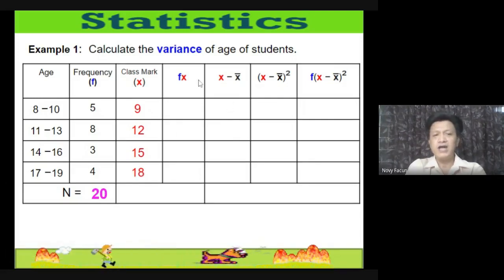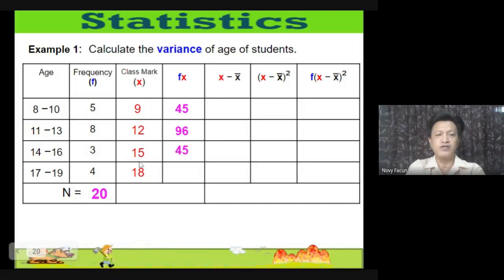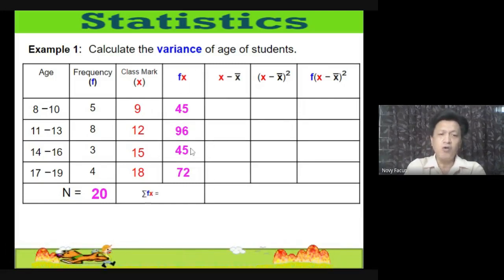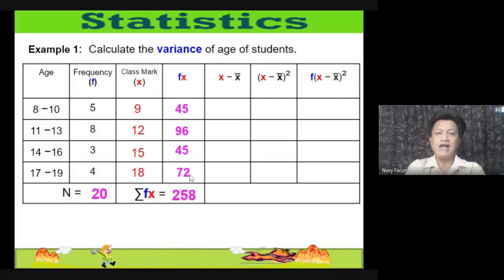Okay, then we can now get the product of the frequency and the class mark. Multiply lang natin to. 5 times 9, that is equal to 45. And 8 times 12, that is equal to 96. Then 3 times 15, that is equal to 45. And 4 times 18, that is equal to 72. Kapag nakompleto na natin yung product ng frequency at class mark, kukunin natin dyan yung summation niya or i-add lang natin. Okay, 45 plus 96 plus 45 plus 72, the summation or the total is 258.